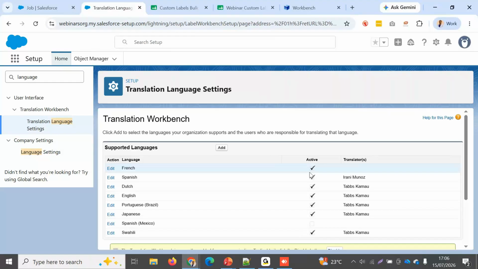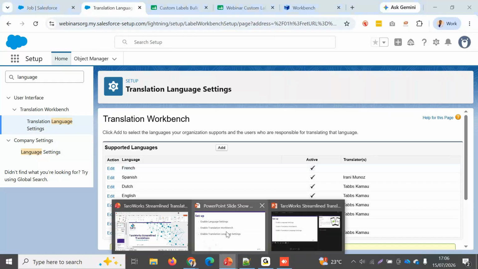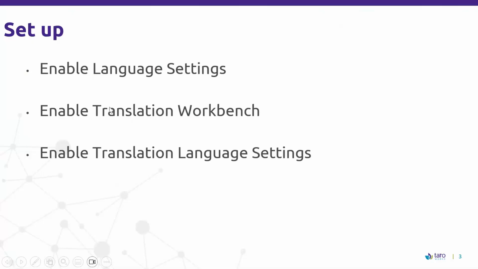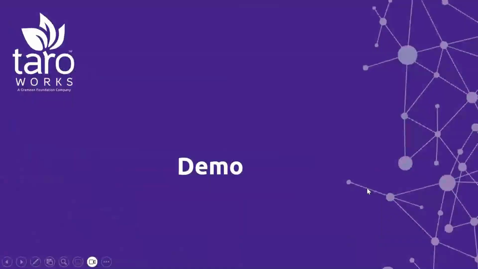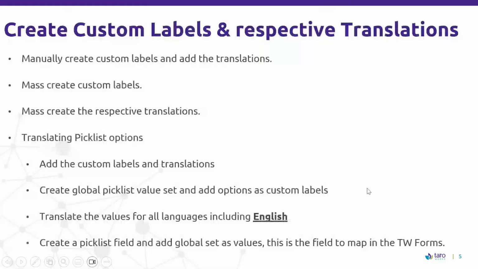Now, once that is set up, let me go back to the deck. So we've already done language settings, translation workbench, and added the active languages under the translation workbench. Then the next step is creating the custom labels. So the custom labels, like we mentioned, are custom text values that can be translated into different languages to enable the multilingual application.